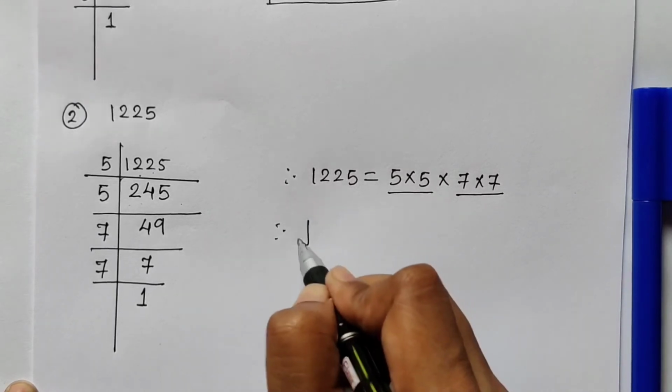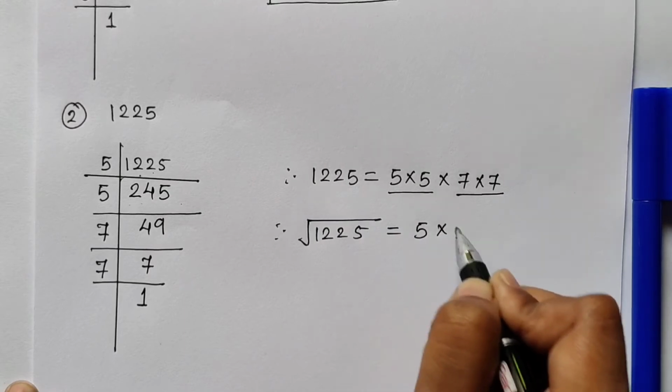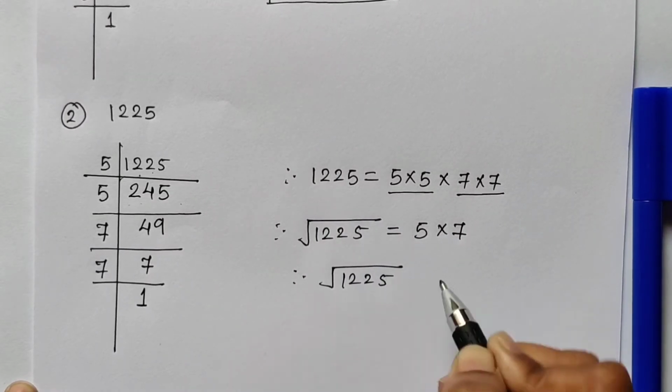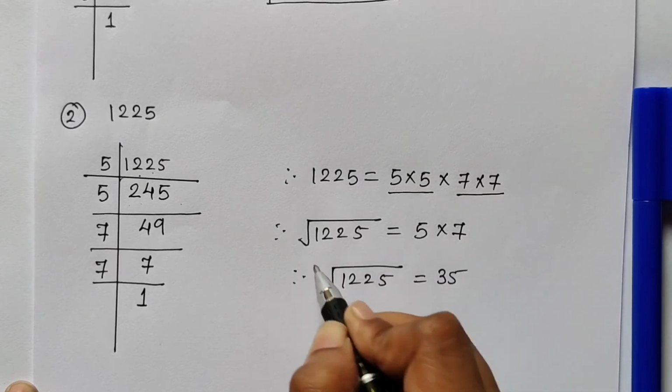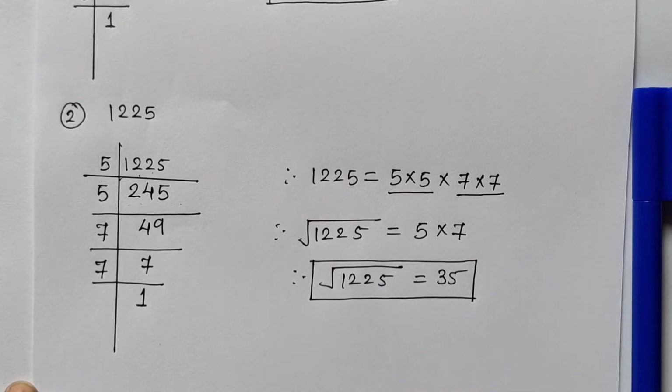Now write it in the symbol form. 1225 is equal to 5 1 time, 7 1 time, and therefore square root of 1225 is equal to 5 7s are 35. In this way we can get the answer of these sums.